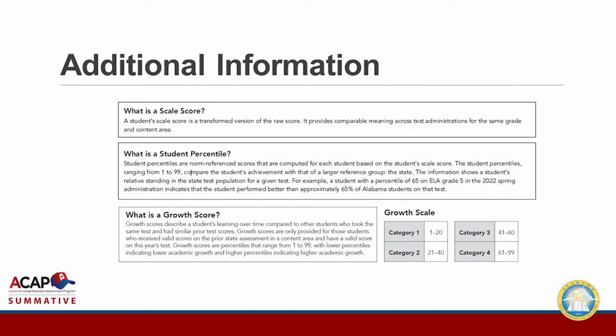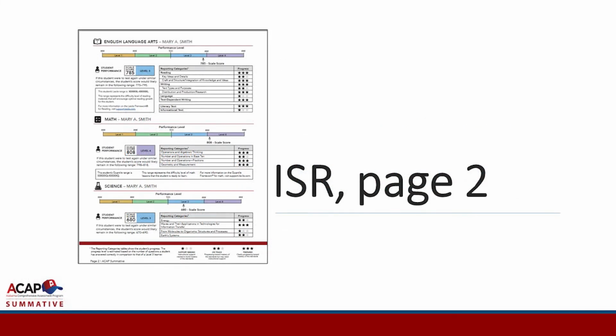Below the student results table, you can find more technical explanations of the scale score, student percentile, and growth score. Page 2 of the ISR, or on the back, you can get more detail about how well your student did on the ACAP Summative for ELA and Math separately, and for Science if your student took the Science test. There's also some additional information included for the separate content areas.